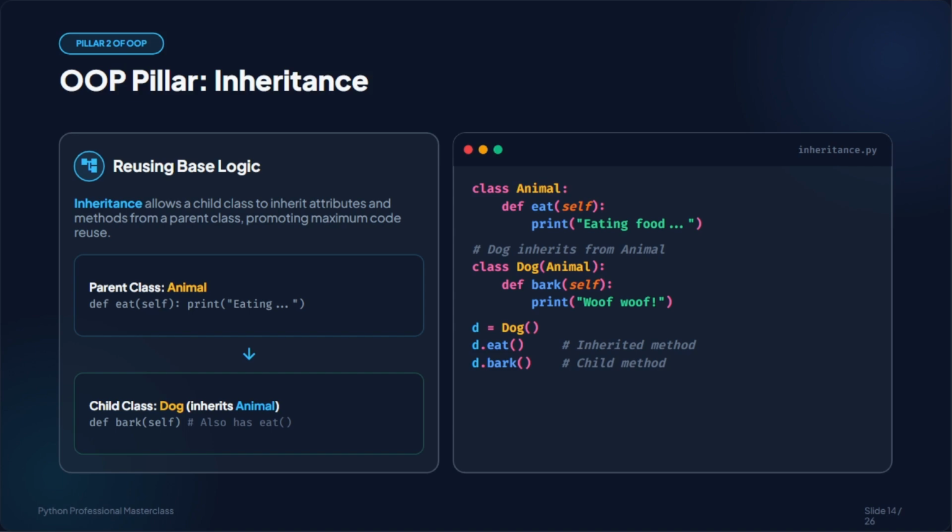Let's understand this with a real example. Every dog is an animal. Every cat is also an animal. Animals can eat, sleep, and breathe. Instead of writing these methods separately for every animal, we can write them once in the parent class, and all children can receive them. So, let me explain with the coding.